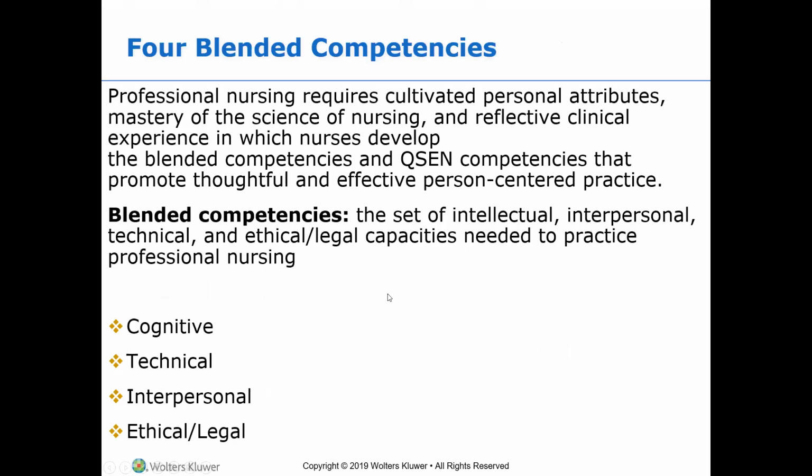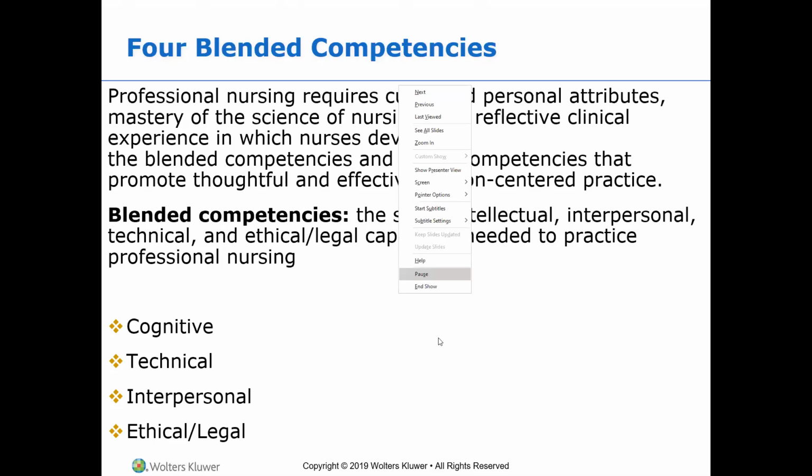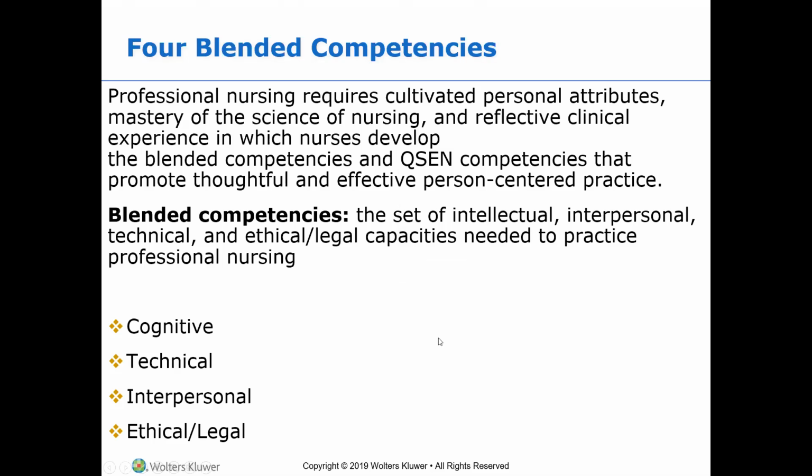There are 4 blended competencies, okay? Professional nurses require cultivated attributes, the mastery of science, and clinical experience, and we use all these blended competencies together to create this art or this form of nursing that we're going to be engaging in.